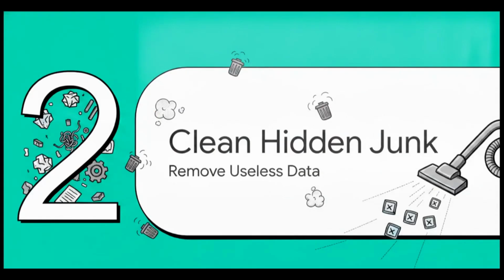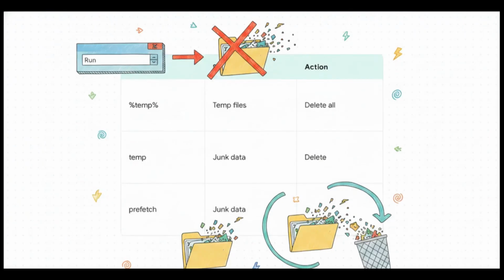Moving right along to Phase 2, Clean out hidden junk. We have a few specific inputs here that make up our junk hunters. First, if you type %temp% into the Run box, it opens your primary temporary files folder. To clean it out, simply press Ctrl+A. That selects absolutely everything. Then just hit Delete. It frees up space instantly.